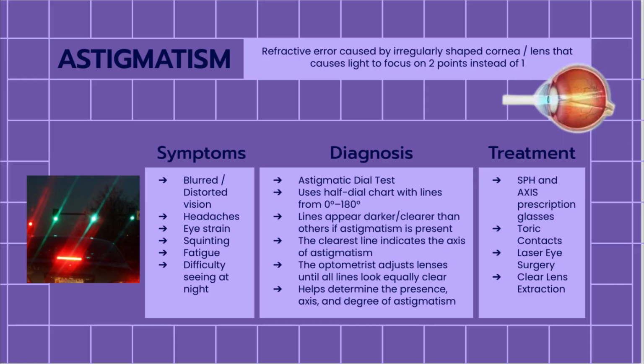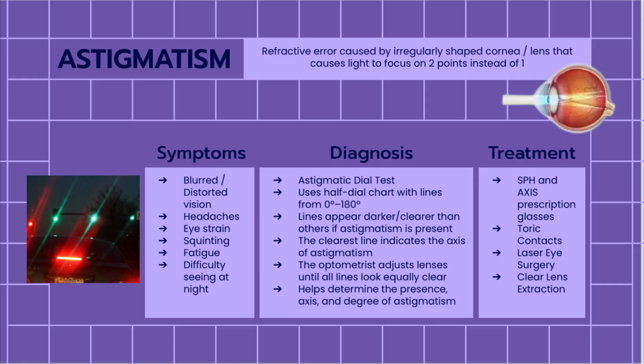It is usually diagnosed by an astigmatic dial test, which uses a half dial chart or a full dial chart, with the line degrees being from 0 to 180 if half dial and 0 to 360 degrees if full dial. If astigmatism is present, some lines may appear darker or clearer than others, with the clearest line indicating the axis of astigmatism. They will then adjust the lenses until all lines look equally clear. This will help determine the presence, axis and degree of astigmatism.